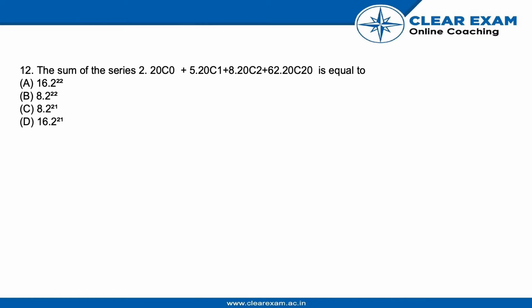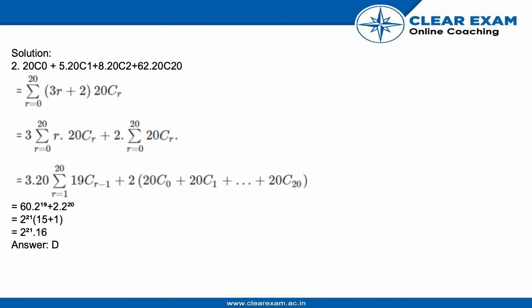So the question is: the sum of the series 2·20C0 + 5·20C1 + 8·20C2 + ... + 62·20C20 is equal to which of these options? Okay, so let's see the solution. So 2·20C0 + 5·20C1 + 8·20C2 + ... + 62·20C20, how can we write it?